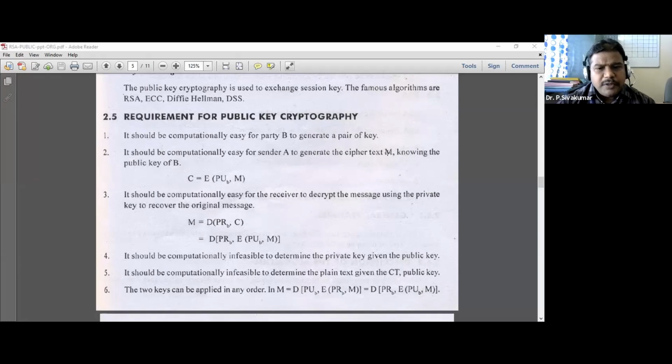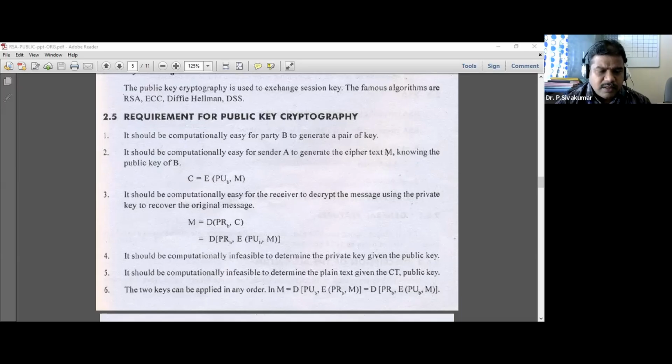It should be computationally easy for the receiver to decrypt the message using the private key to recover the original message. In decryption, the recipient uses their own private key to decrypt it, so we can easily get the original message in plain text. Computationally, it is also very easy.